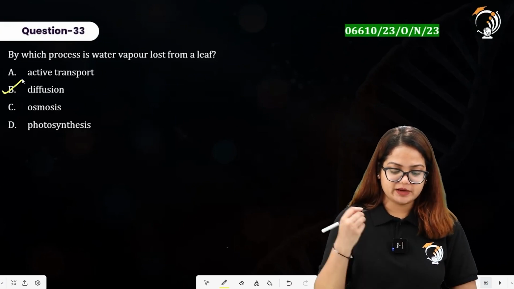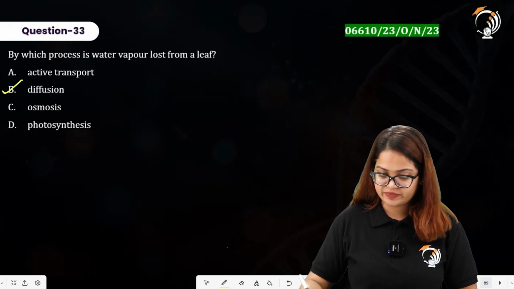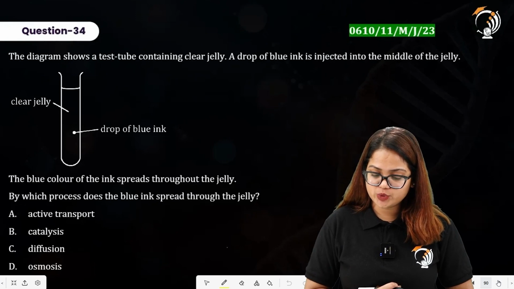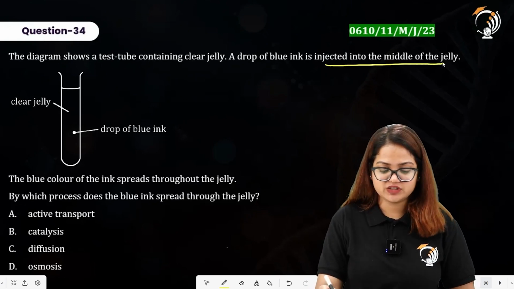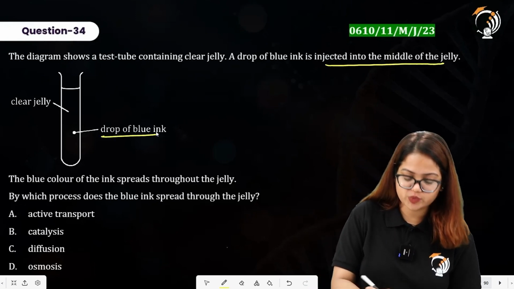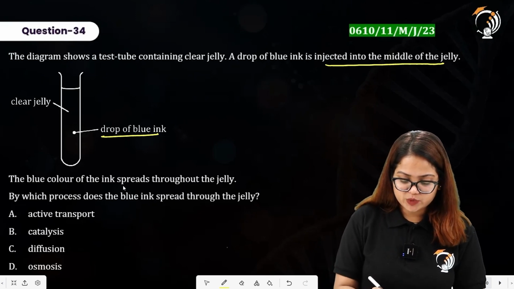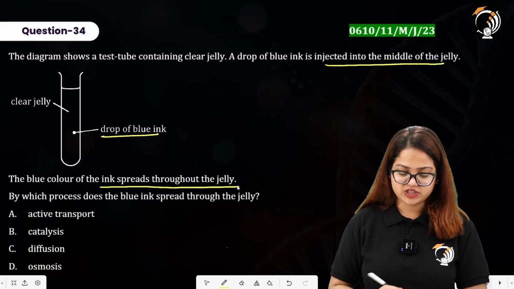It follows the passage of diffusion over here. The diagram shows a test tube containing clear jelly. A drop of blue ink is injected into the middle of the jelly. Alright, so we have the drop of blue ink over here, we have the clear jelly that is present in the test tube. The blue color of the ink spreads throughout the jelly.